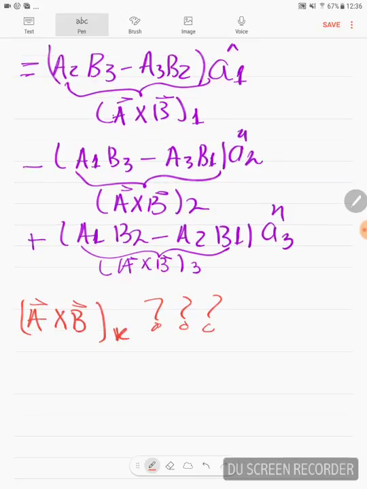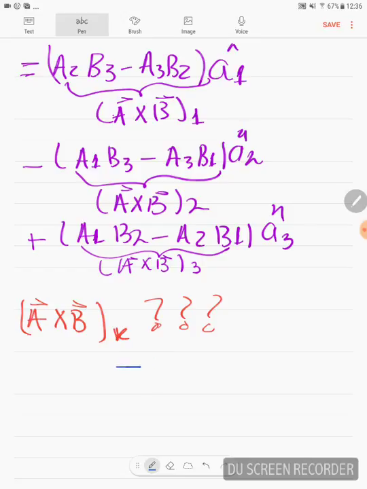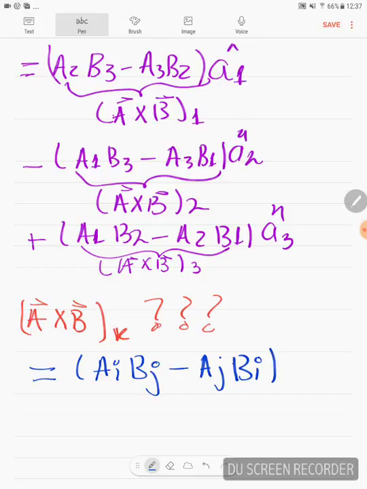And we know that each component is a permutation of the individual components of vectors A and B. For instance, component 1 of A cross B is composed by the permutation of components 2 and 3 from vectors A and B. So what we can guess is the following: the kth component of this one will be something like the difference between some other two components, permuted and subtracted. So A_j B_i. This will be the component.